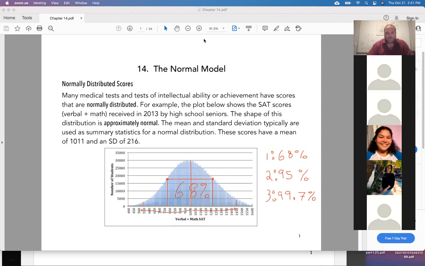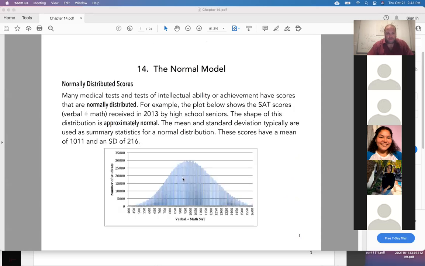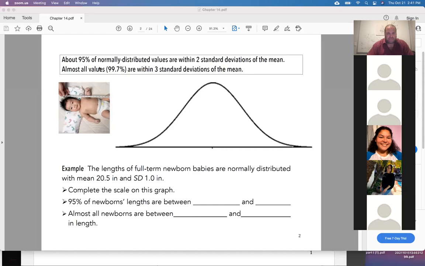All right, let's keep going. It says about 95%. Oh, so here's what I just did. 95% are within two deviations. 99.7% are within three deviations. So let's do an example quick.